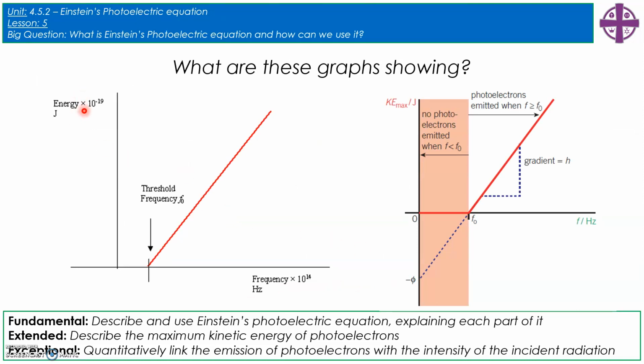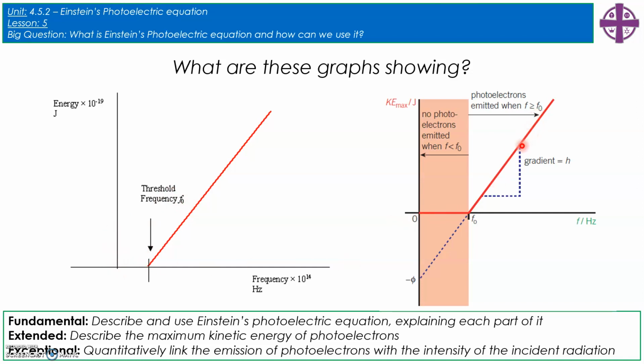And this is a graph of what you get if you plot the kinetic energy of the electrons that are emitted against the frequency. And what you will find is that the photoelectrons, the electrons that are emitted, have no energy below a certain frequency. That's because you need to have light of a certain frequency or of a certain energy in order to emit your electrons at all in the first place, to give them any energy.